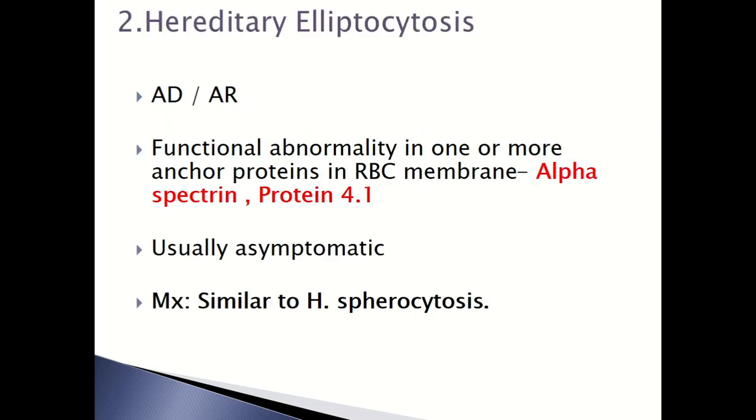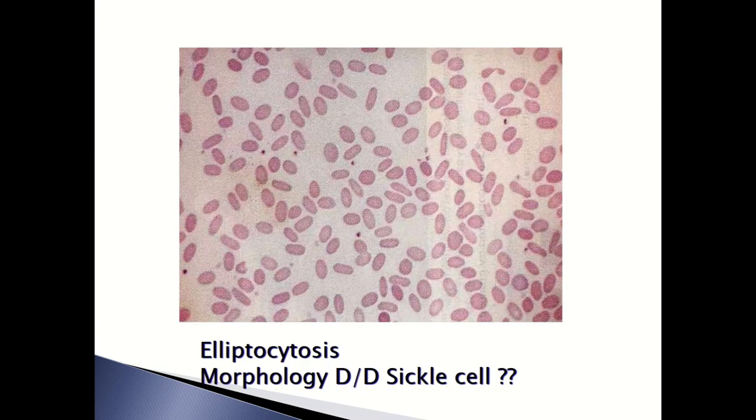Second group is hereditary elliptocytosis, and here the deficiency of RBC membrane protein is spectrin and protein 4.1. The management and all the things are similar to spherocytosis, but here RBCs become elliptical, so elliptocytic RBCs are there. Again autosomal dominant, sometimes autosomal recessive, usually asymptomatic. Now you can see these are the elliptocytes. Here more than 80% of cells are elliptocytes, right? These are the elliptocytic RBCs.